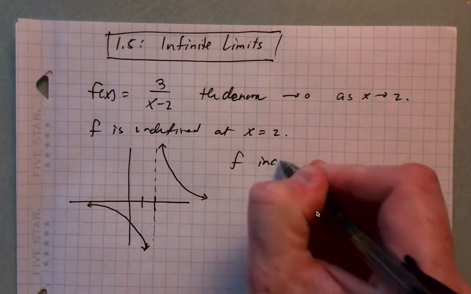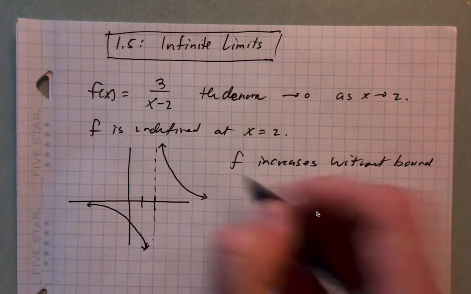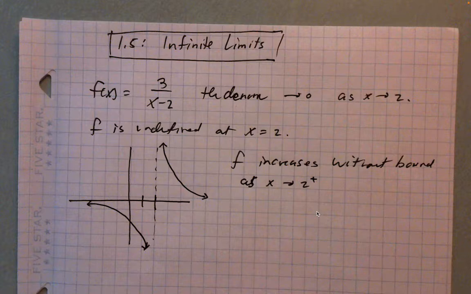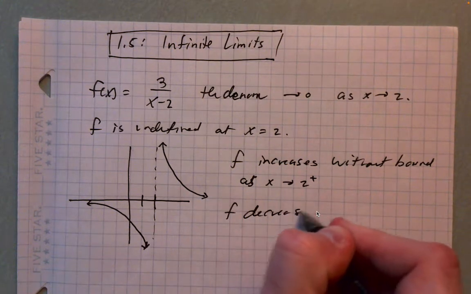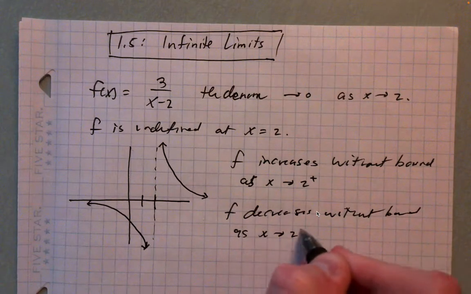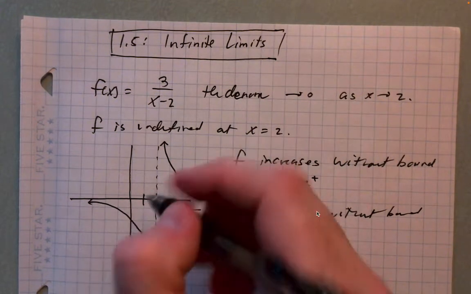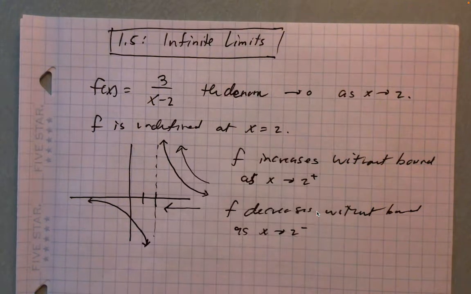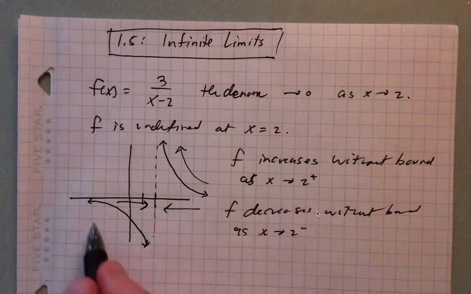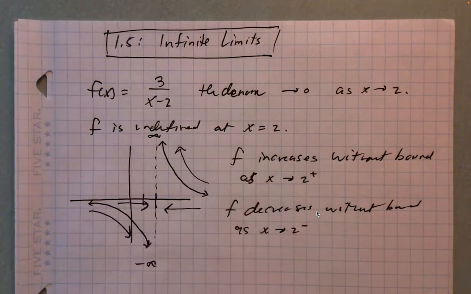So f increases without bound as x approaches 2 from the right-hand side, and f decreases without bound as x approaches 2 from the negative side, from the left-hand side. All right, so obviously if you're heading this direction towards 2, then the function is shooting off to positive infinity. And if you're heading towards 2 from the other side, the function is shooting off towards negative infinity. Right, so you can kind of think of it as negative infinity down here, positive infinity up there.